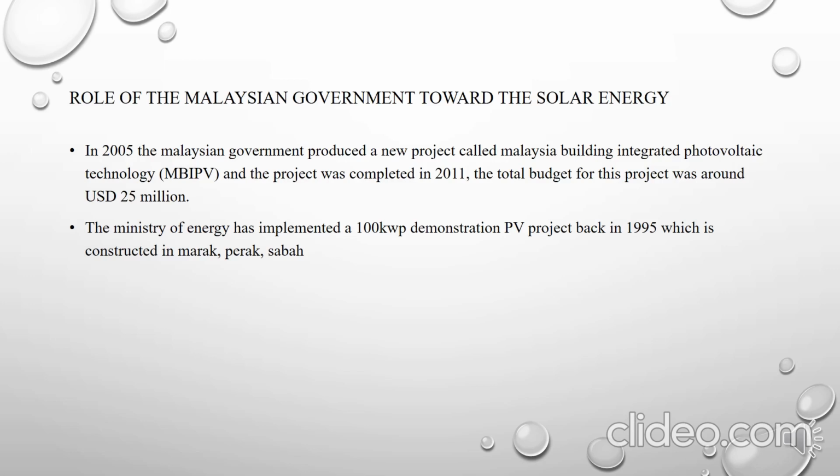Role of the Malaysian government toward solar energy. As we know, in 2005, the Malaysian government started a project called Malaysia Building Integrated Photovoltaic Technology, or MBIPV. The project was completed in 2011. The total budget for this project was around USD 25 million. And the Ministry of Energy implemented two 100 kilowatt demonstration PV projects back in 1995, which were constructed in Marak, Perak, and Sabah.